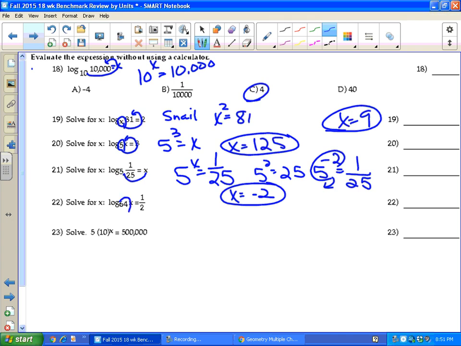Okay, starting with the big number 64, raising it to the 1/2 power equals x. Remember, 1/2 power is the same thing as square root of 64. And that means x that I was looking for is 8.